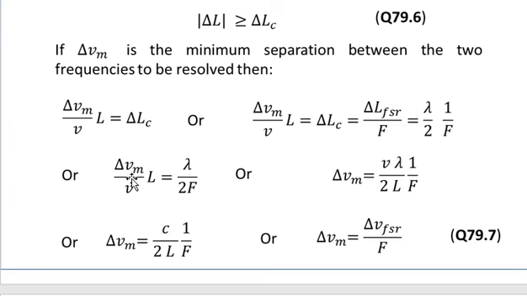So we can now solve this for delta nu m. Delta nu m is equal to nu by 2 into lambda over capital L into 1 over capital F. And here we can write nu lambda is equal to c. So we have delta nu m is equal to c over 2L into 1 over F. Now this c over 2L has been found to be equal to delta nu FSR, that is the free spectral range in terms of the frequency.